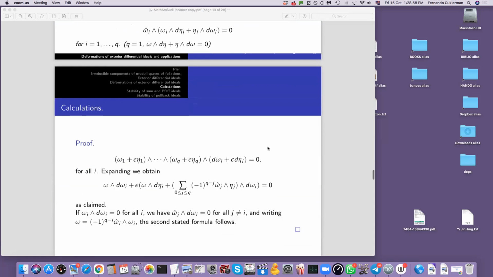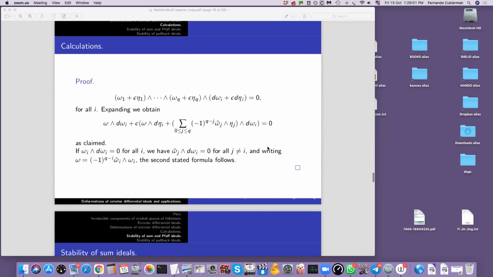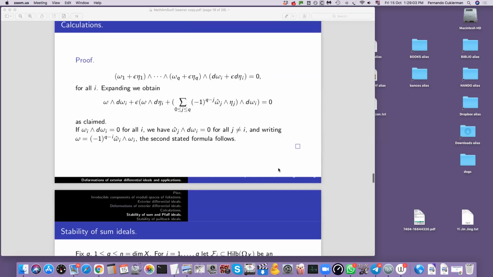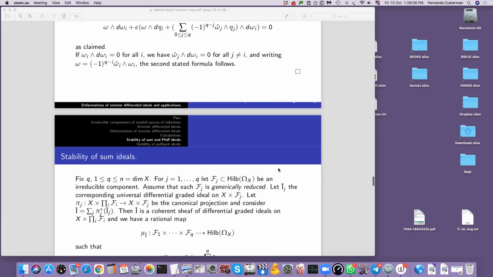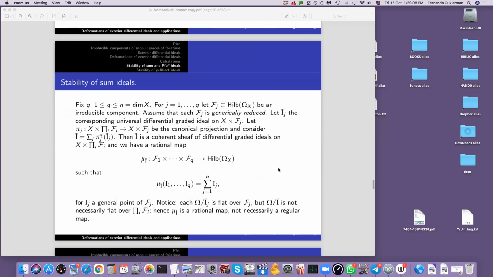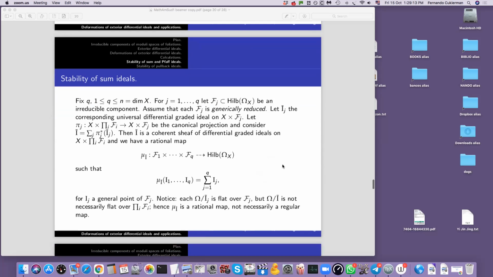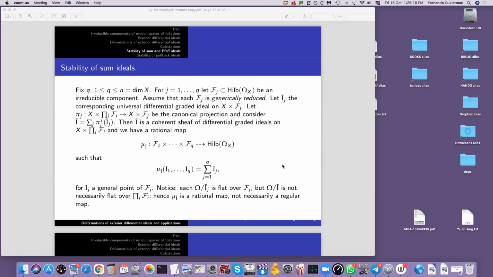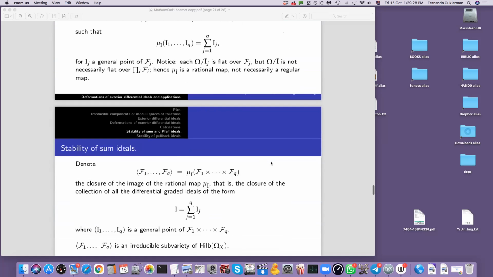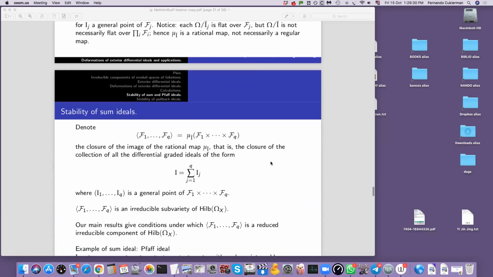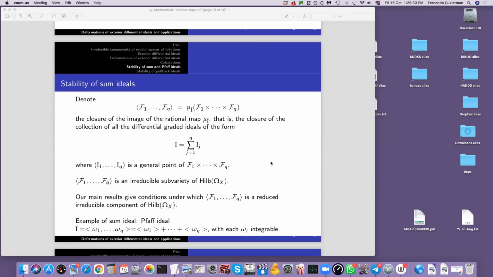Well, let me skip the proof. The proof is very, very simple. So the main example of application of these results in our paper is the stability of some ideals, or stability of FAF ideals. But basically, the idea is that, let me say it here.